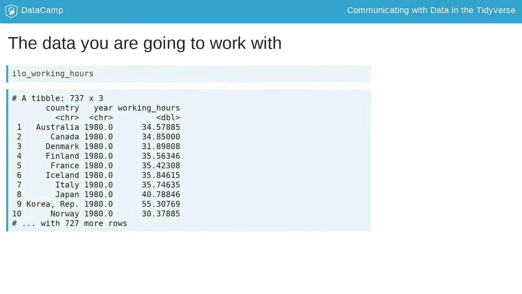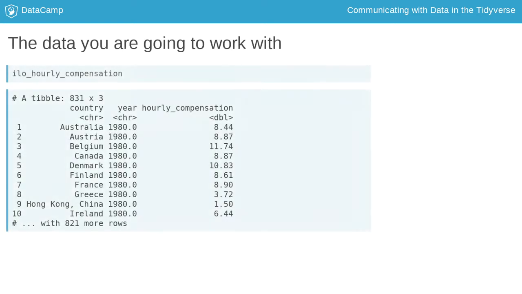Throughout this course, you're going to work with two different datasets from the International Labour Organization, the ILO. Both contain indicators that are concerned with the international labor market. The first one gives working hours per week since 1980 for different countries. Each row in this dataset represents the amount of weekly working hours per year per country.